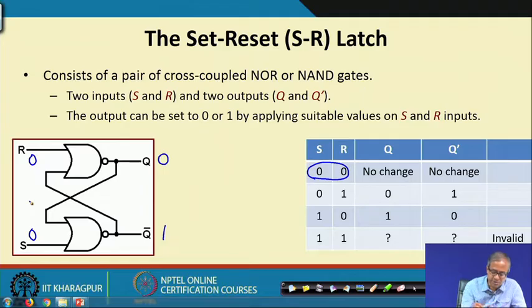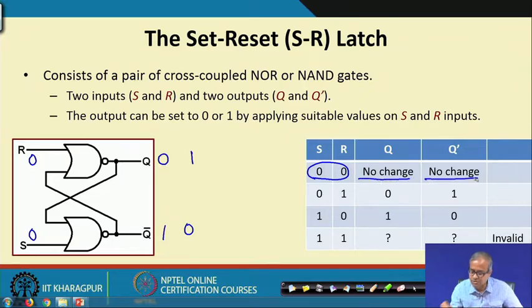So, if we apply S and R as 0 0, you see this 0 is coming here, 0 and 0, this output will be 1, and 1 and 0, the output of the NOR gate will be 0. So, there is no change. Similarly, if this is 1 and this is 0, then also no change. This 1 will remain 1 because 0 0 gives 1 and 1 0 gives 0. Therefore, if we apply 0 0, there is no change in the outputs. This is the first one.